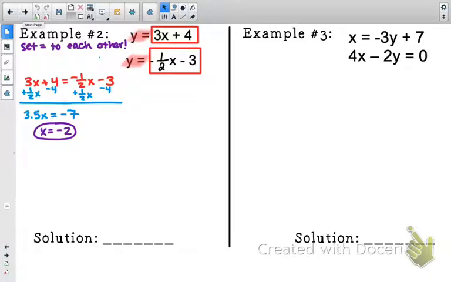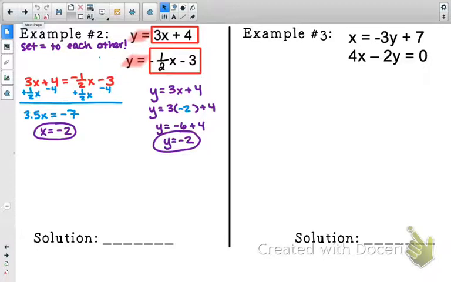Now we can choose. We can plug it into the first equation or the second equation. It does not matter which one you plug it into, as long as we plug it in for x. I'm going to use the first equation just because there's no fraction. I now know that x is equal to negative 2, so I'm going to plug it in for x. Multiply and combine. So x and y are both equal to negative 2. Write it as an ordered pair.